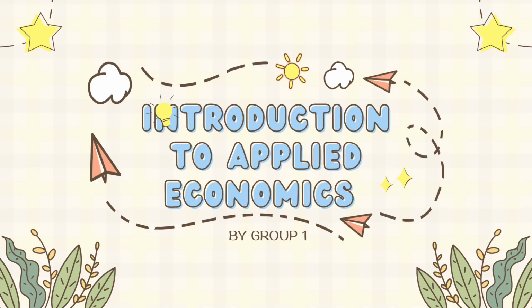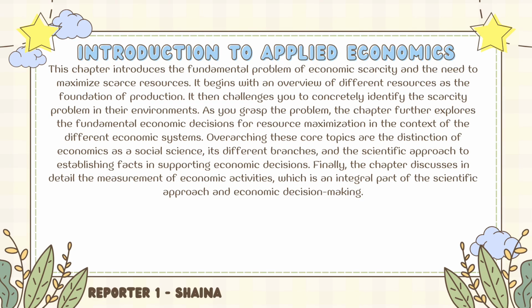The topic is all about Introduction to Applied Economics. This chapter explains why people, businesses, and governments must make choices. The main problem is scarcity, which means resources are limited, but people's needs and wants are unlimited. Because of this, we must learn how to use resources wisely.